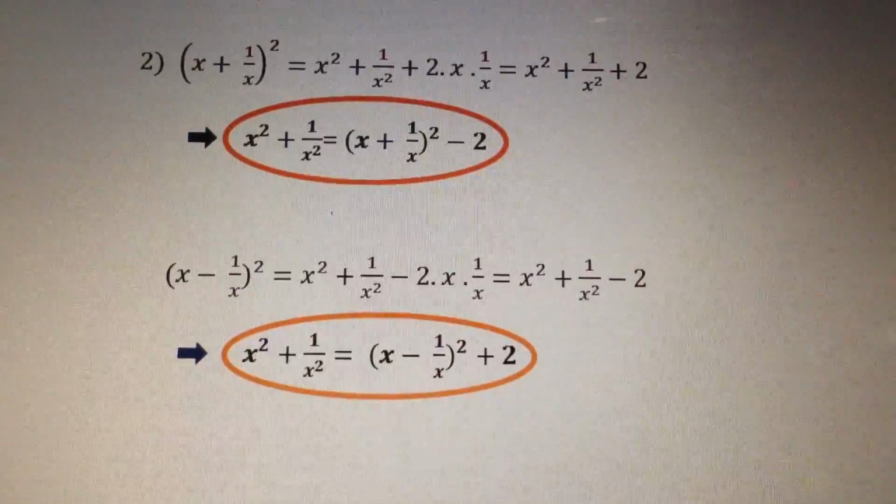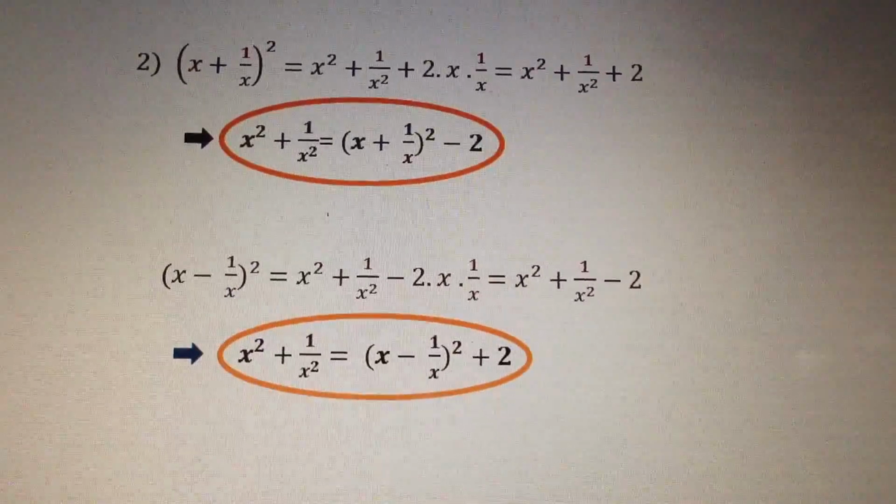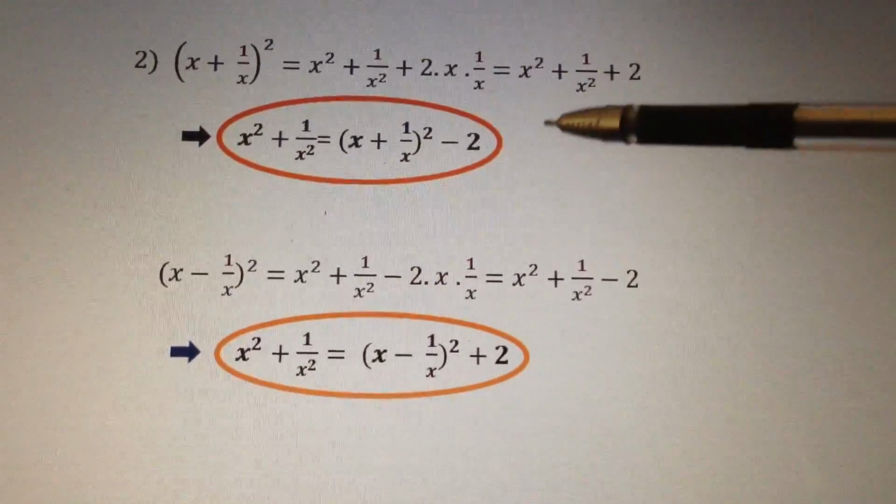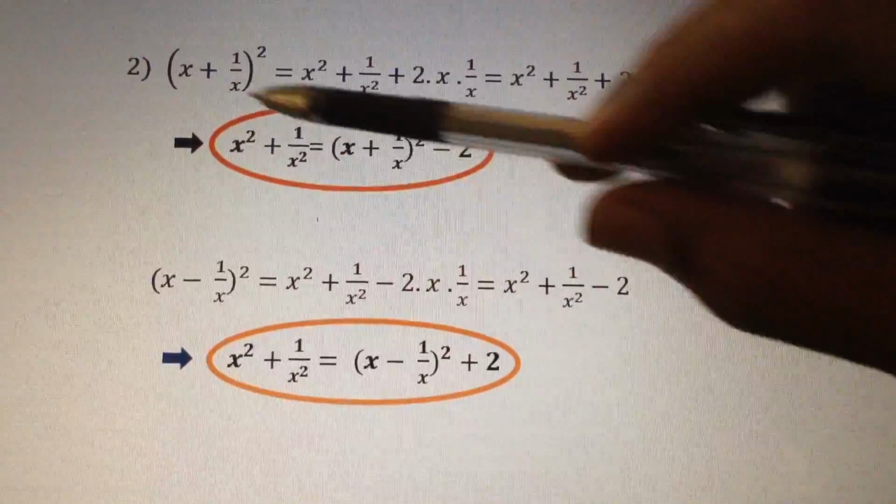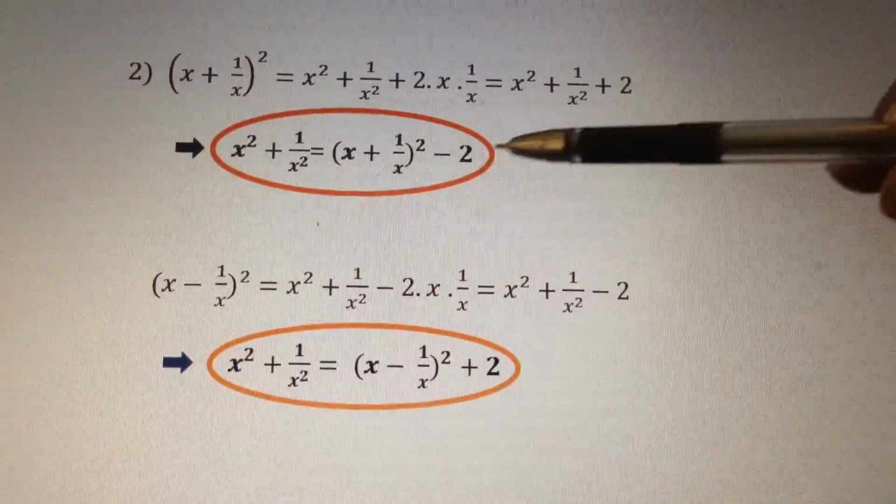But let us look at it in a different form. x² + 1/x² is equal to (x + 1/x)² − 2.